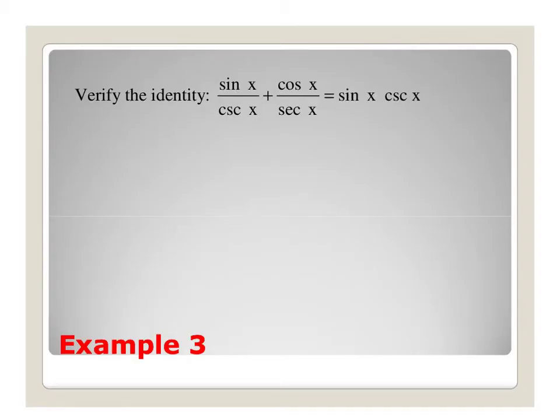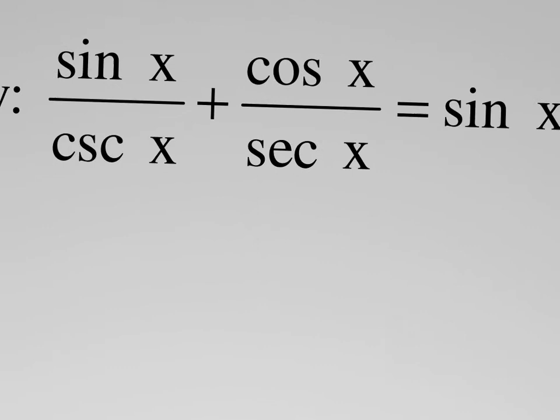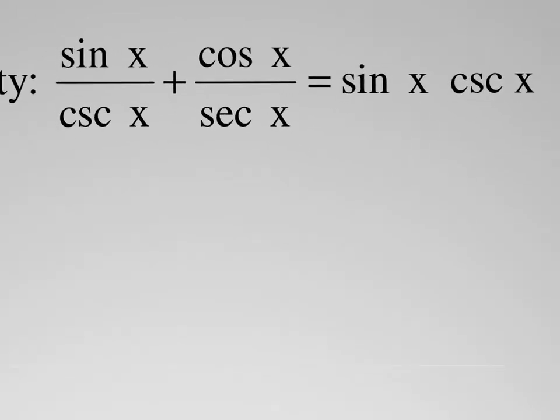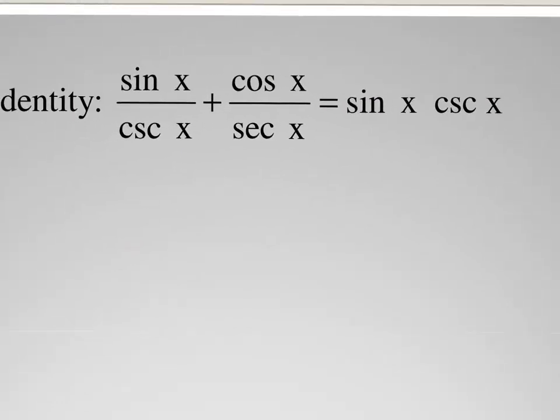All right, let's take a look at another example. We have two fractions on the left that we're going to verify to equal sine times cosecant. Because I'm trying to get to the product of something, I want to get rid of these two fractions, so I'm going to combine them by getting a common denominator. Take that left fraction and multiply it by secant of x over secant of x.